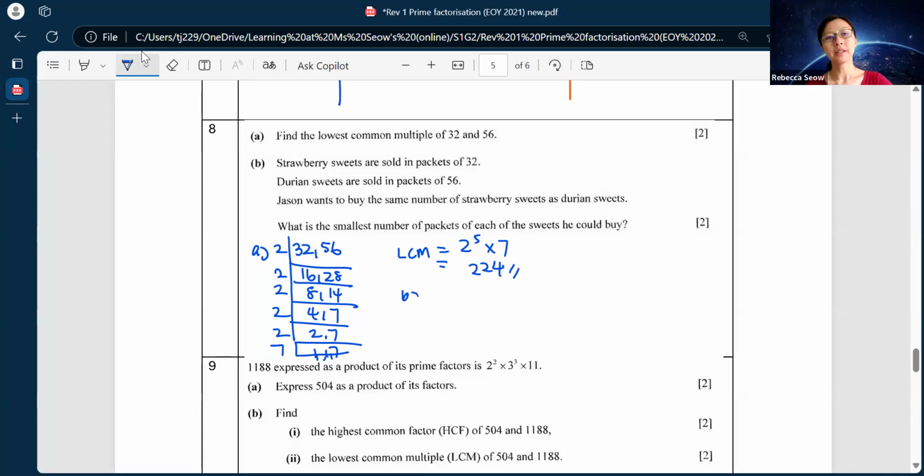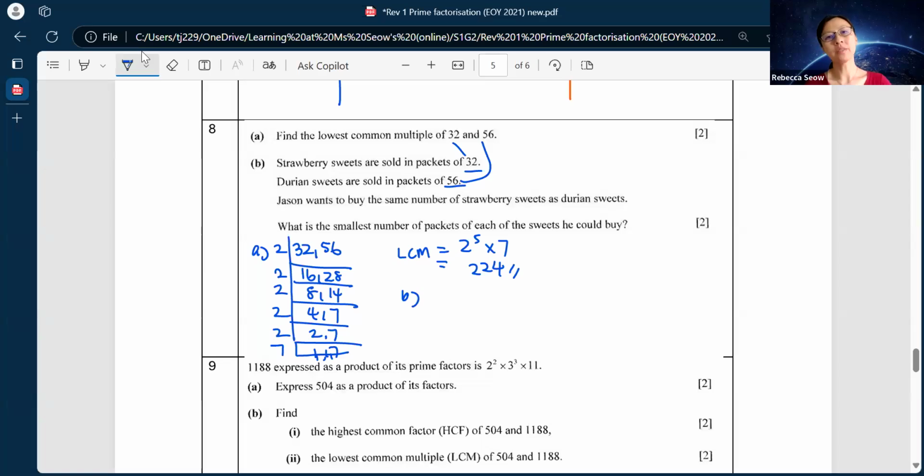Part B, strawberry sweets are sold in packets of 32. Durian sweets are sold in packets of 56. Oh, okay. Same as the numbers mentioned in part A. Jason wants to buy the same number of strawberry sweets and durian sweets. So there might be more packets, right? Since in one packet they have different numbers. So what's the smallest number of packets of each of the sweets he could buy?